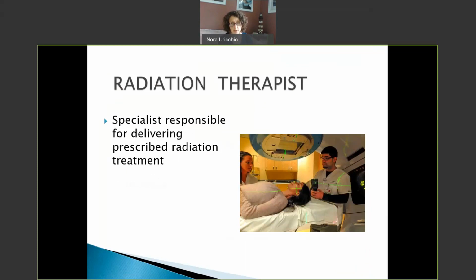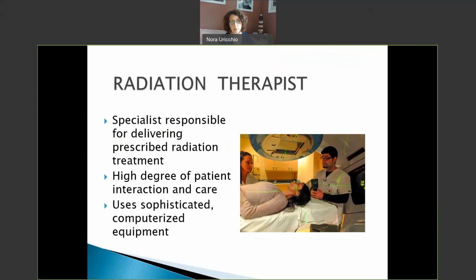So during the actual treatments, the doctors are not in the room with us. It's the radiation therapists who are actually delivering the treatment. So it does require a very high degree of patient interaction and care, and we are using very sophisticated computerized equipment.